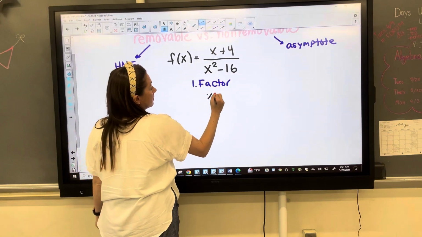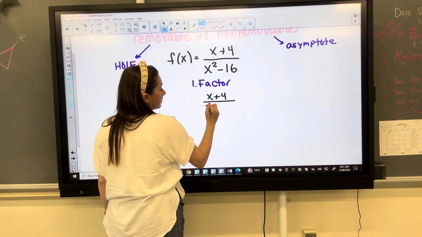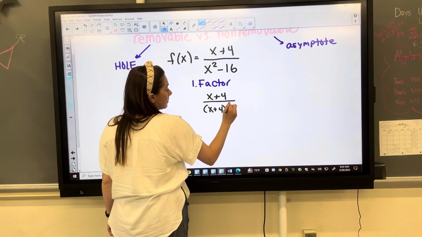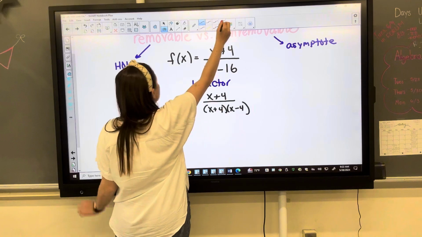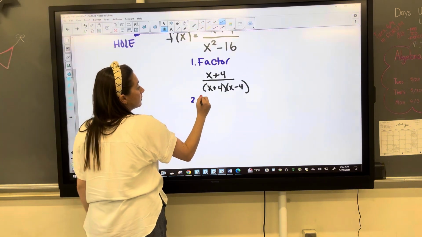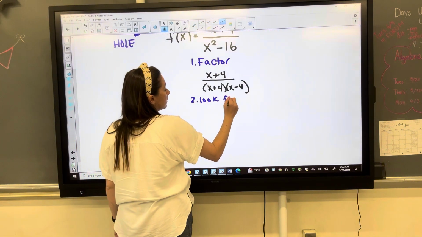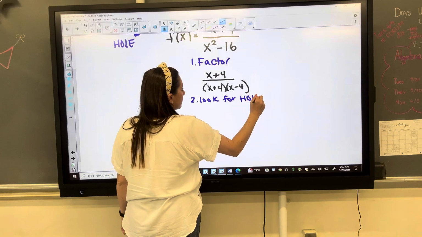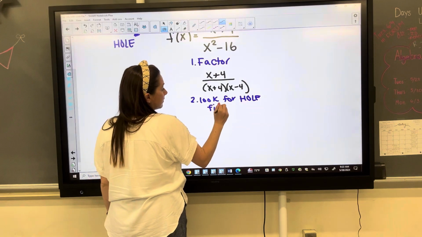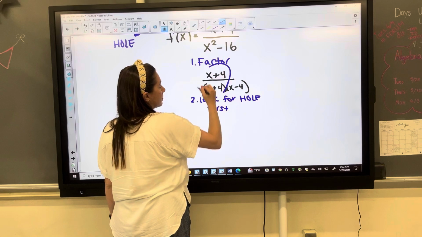So if you look here, we're going to factor the bottom by dots, and it's going to become x plus 4 and x minus 4. Now you want to look for repeat factors. So I'm going to go ahead and look for repeat factors. And when they cross out, we're going to set that factor equal to 0. And that's going to tell us where we have the hole.